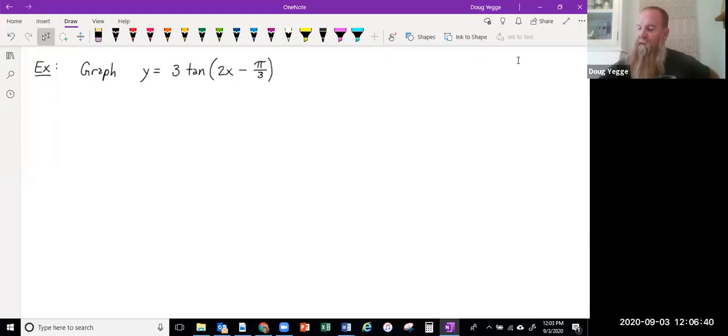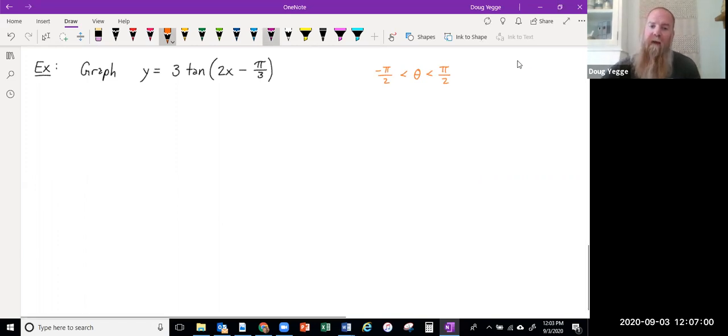So seeing that this is a tangent function, I know that the typical angle is going to extend from negative pi over 2 to pi over 2. So from negative pi over 2 to pi over 2 is going to give me the standard period for tangent. So in order to find out the new period for tangent for this new function, we're simply going to recognize that this whole quantity is our theta.